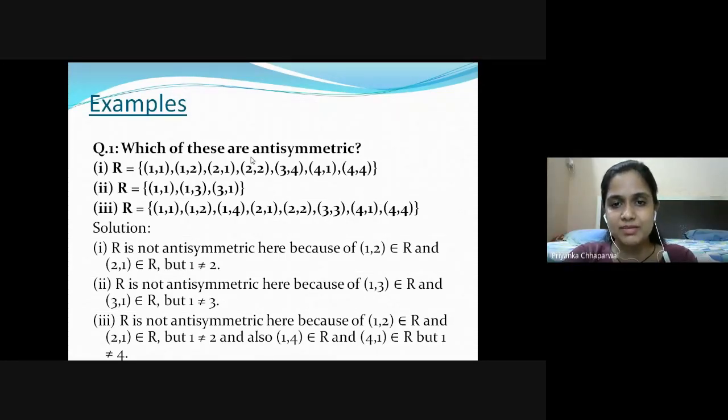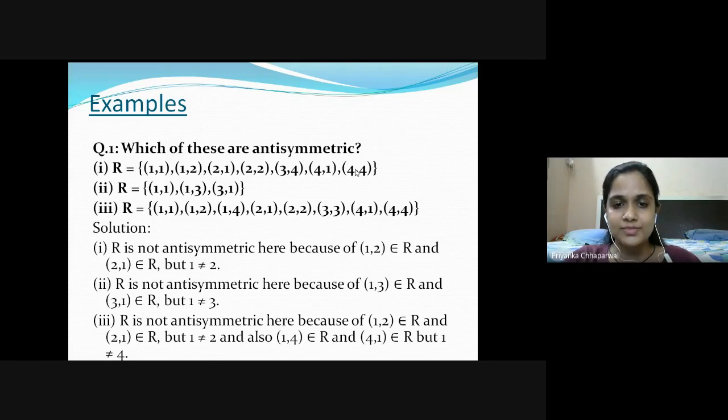In antisymmetric, always remember that if A is equal to B, meaning both elements are identical, then we say that it is an antisymmetric relation. So here we have defined the relation R. First of all, tell me, is it antisymmetric, yes or no?